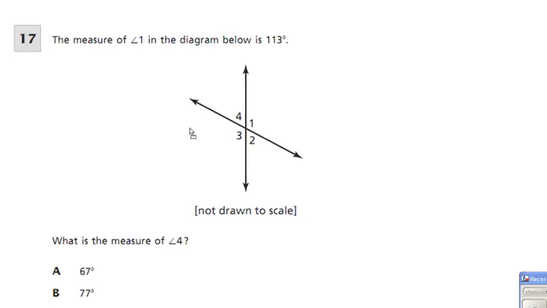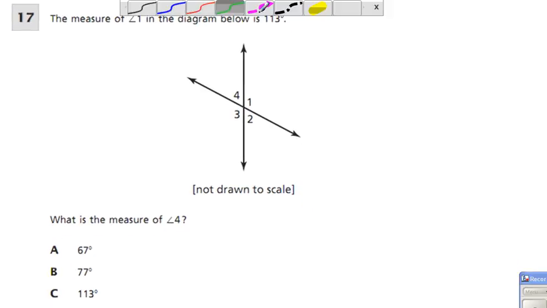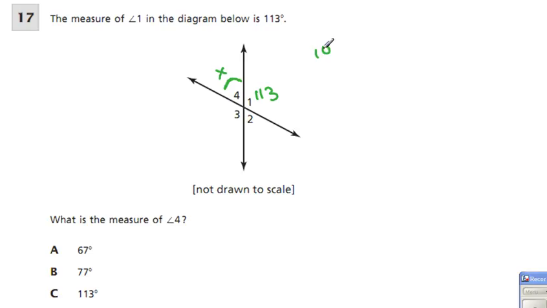Now here, angle 1 is 113. Then we want to find angle 4. Likewise, before, let's call this one x. Then we get 180 minus 113, which would have been equal to x. So once you do this operation, we'll end up getting 67. Therefore, 67 degrees will be our answer.